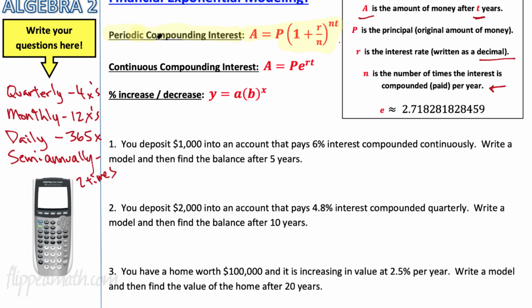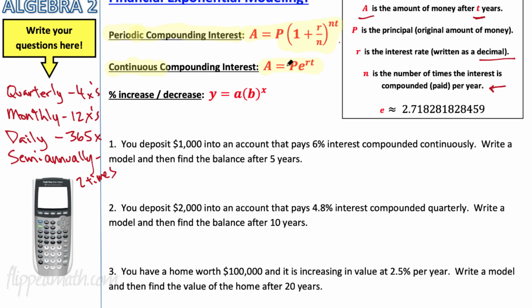If it tells you we're doing continuously compounded interest, then we're going to use a different formula. We're going to use A equals P e to the rt. If you've heard of Pert shampoo, that's how you remember that. Continuously shampooing your head, maybe? I don't know. That doesn't make sense to me either. But continuous compounding interest: A equals P e to the rt.